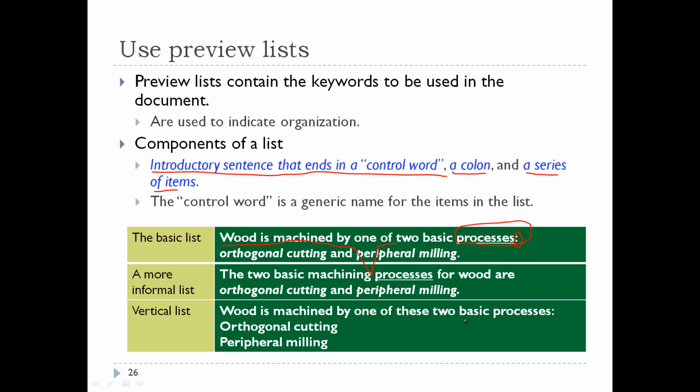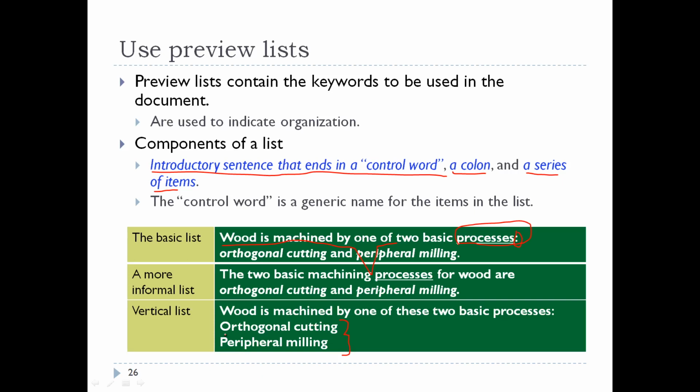So this is the introductory sentence that ends with the control word followed by a colon, and then a vertical list of the processes: orthogonal cutting, peripheral milling. Now this gives structure, or it indicates organization in your document. Next, you can write a paragraph on orthogonal cutting, and then a paragraph on peripheral milling. So it indicates structure in what is going to come later on in the document.